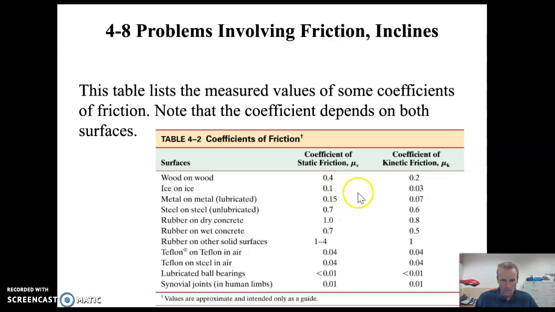And you'll notice that the coefficient doesn't have any units associated with it. So we're multiplying this value by a force already, the normal force. And so our answer is just going to be a force in newtons, which will be the frictional force.